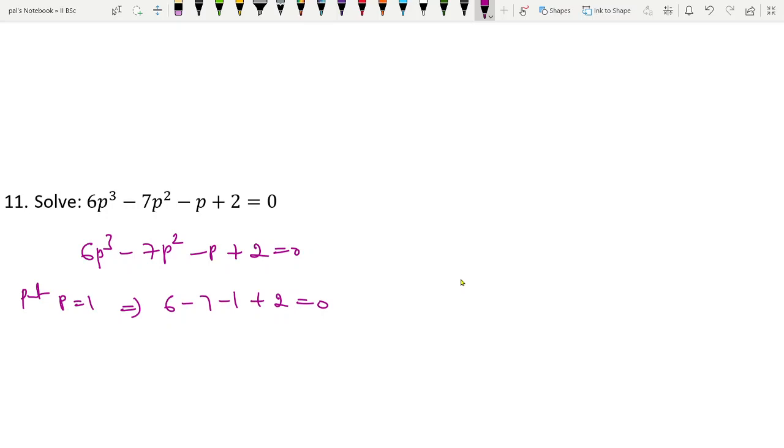So if p is equal to 1 is a root, then p minus 1 is a factor. p minus 1 is a factor.